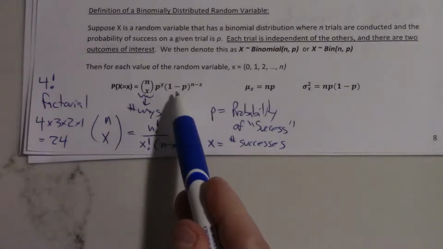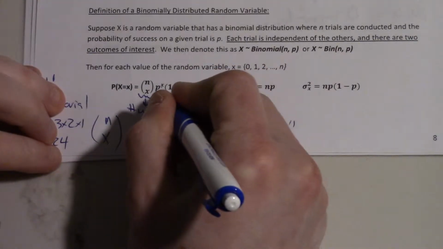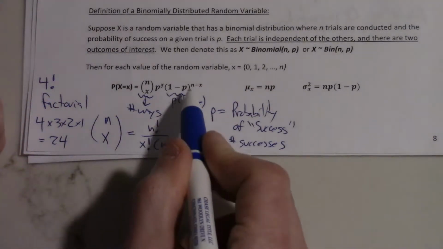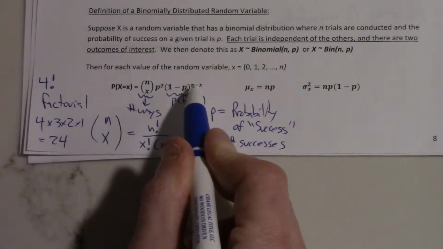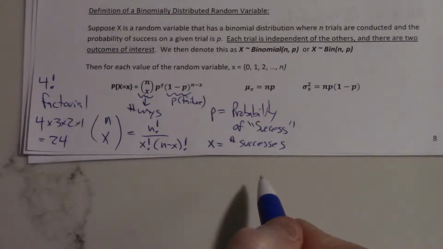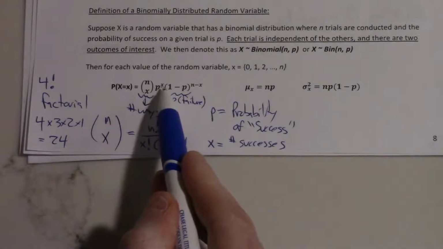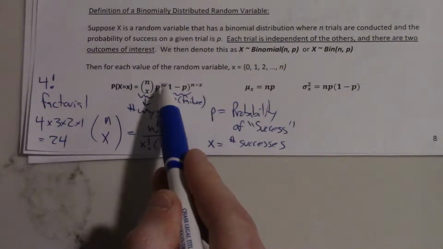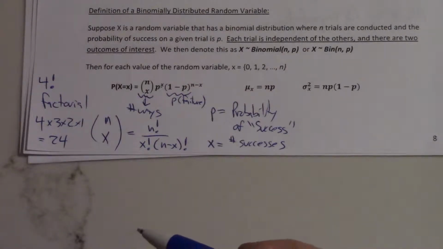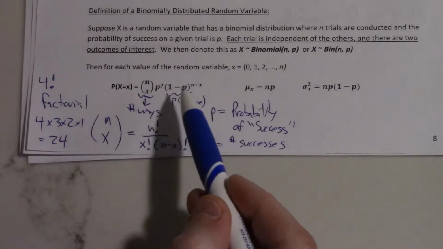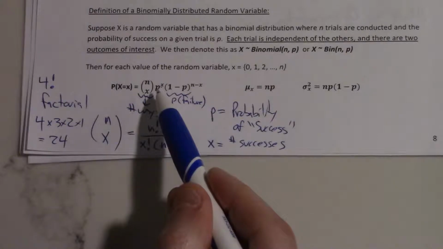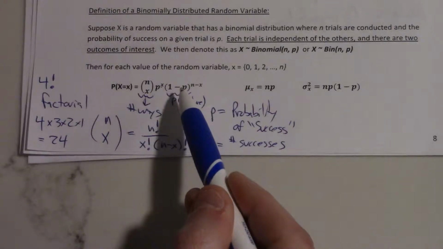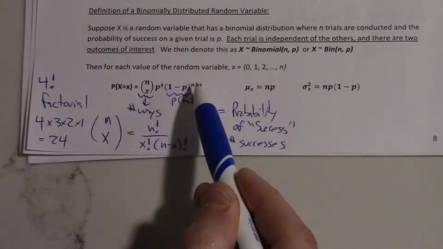You multiply that by 1 minus p. So this is the probability of a failure. And its exponent is the number of trials minus the number of successes you want. So if you notice, x plus n minus x just adds up to n. So the exponents have to add up to the number of trials you have. And it always follows this format: combinations, your probability of success raised to the number of successes you want, failures to the number of trials left over.